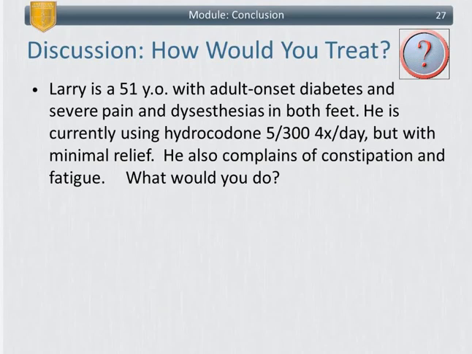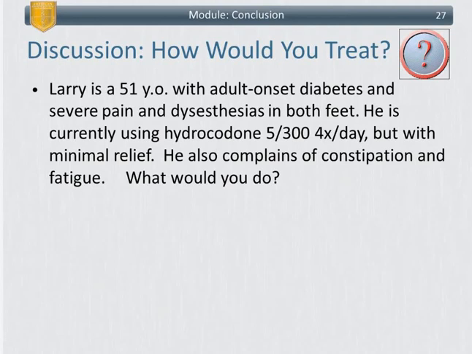So a case for us to discuss. Larry is a 51-year-old with adult onset diabetes and severe pain and dysesthesias in both feet. He's currently using hydrocodone, 5 milligrams / 300 of acetaminophen, 4 times a day, but with minimal relief. He's complaining of constipation and fatigue.